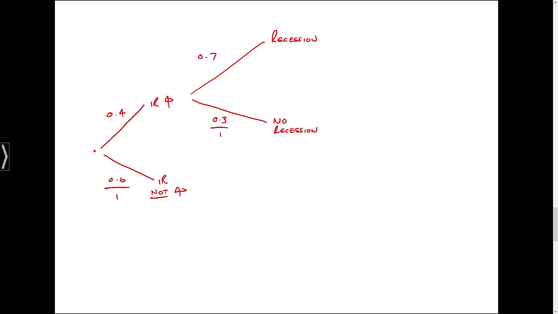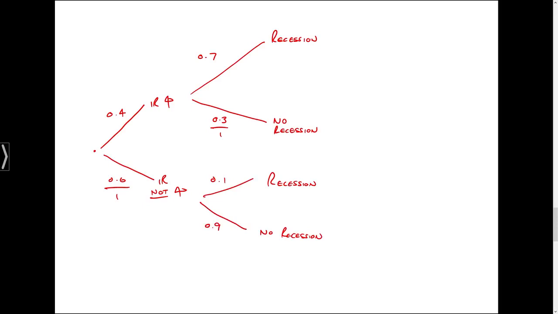We're also told in this example that we've got a 10% chance of a recession given no interest rate increase. So again, we can put on recession and no recession. So we've got a 10% chance, 0.1, of witnessing a recession given that we haven't seen an interest rate rise, and a 90% chance of no recession given that we haven't seen an interest rate rise.